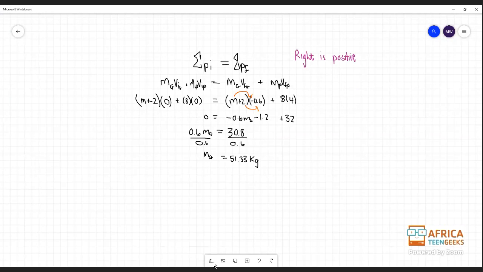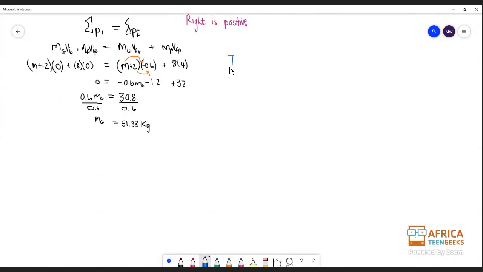Just move that there. And so now impulse is equal to delta P, which is equal to mass times change in velocity. So now we're going to take the mass that we calculated, which is the 51.33. And remember that you have these skates in there as well, the 2 kgs. So you need to add that to your mass as well.